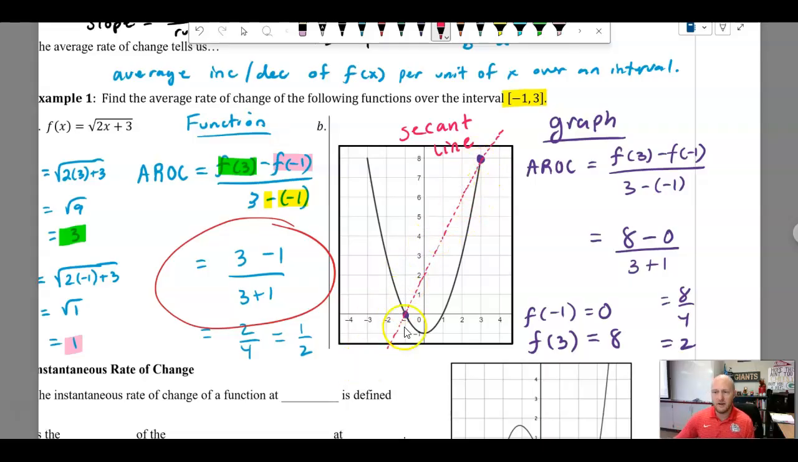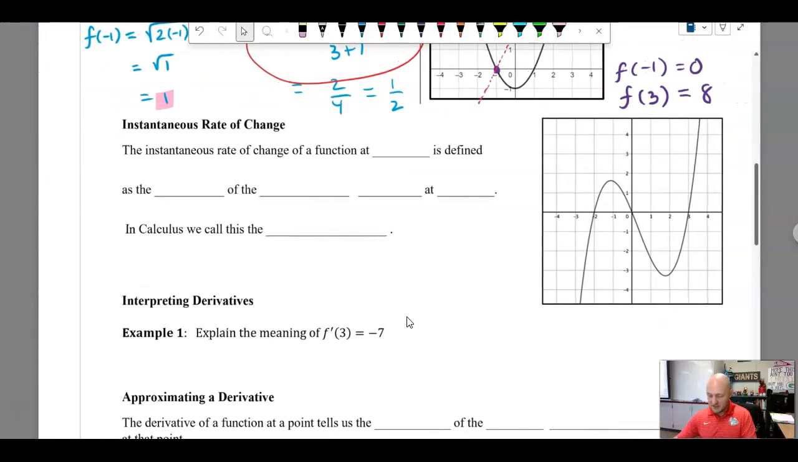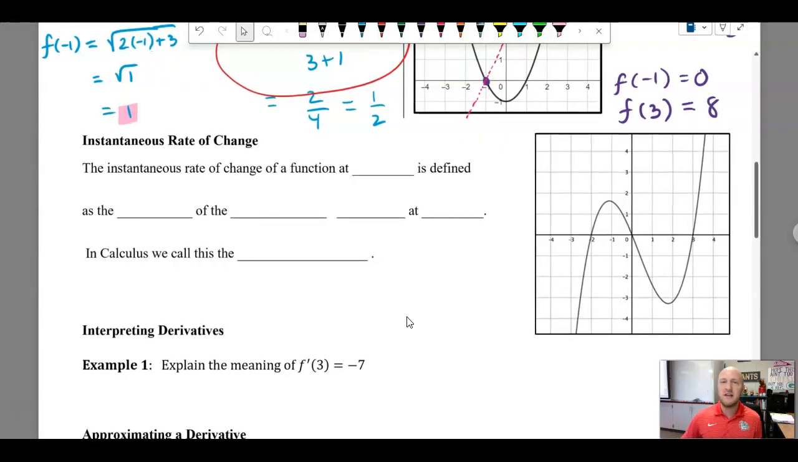Well, what about if I don't care about that whole interval? What if I want to know what happens from -1 to 0? Is my function increasing 2 right here on this interval? Oh no, I'm going down. So maybe average rate of change isn't always the best idea. What about this concept called instantaneous rate of change? What if I made that interval smaller and smaller and smaller? This would be called instantaneous rate of change.